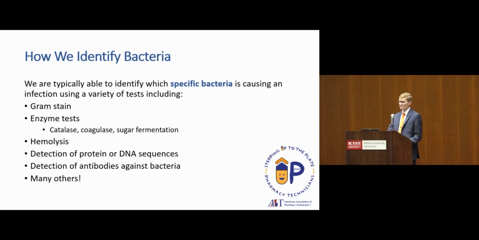And we can detect antibodies against bacteria. Our bodies fight bacteria by producing antibodies. So we can test for the presence of antibodies against certain bacteria, such as H. pylori, which is a type of bacteria that we can test for the antibodies against. And there's many other tests, but these are just some of the most common ones.